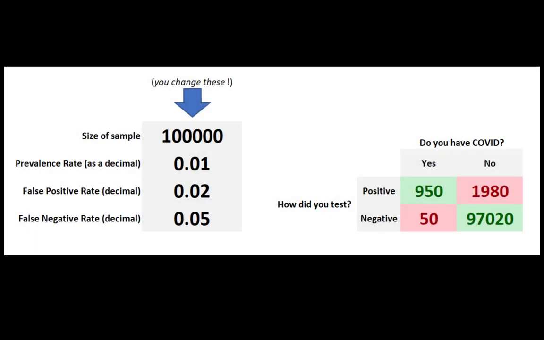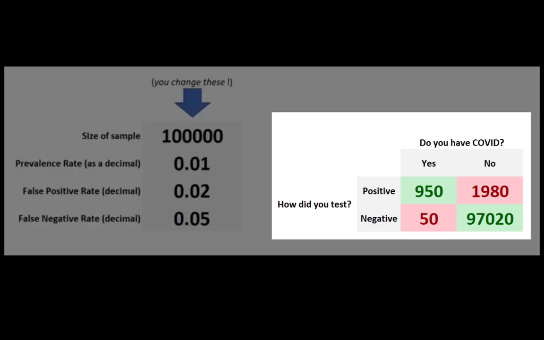Okay, my friends, so here's a little tool for you to use in Excel that allows you to update these things in column C to match whatever the situation you've got is for whatever test you're analyzing. Right now, the numbers that are in column C match what we just did in the first part of this project. I got a sample size of 100,000.